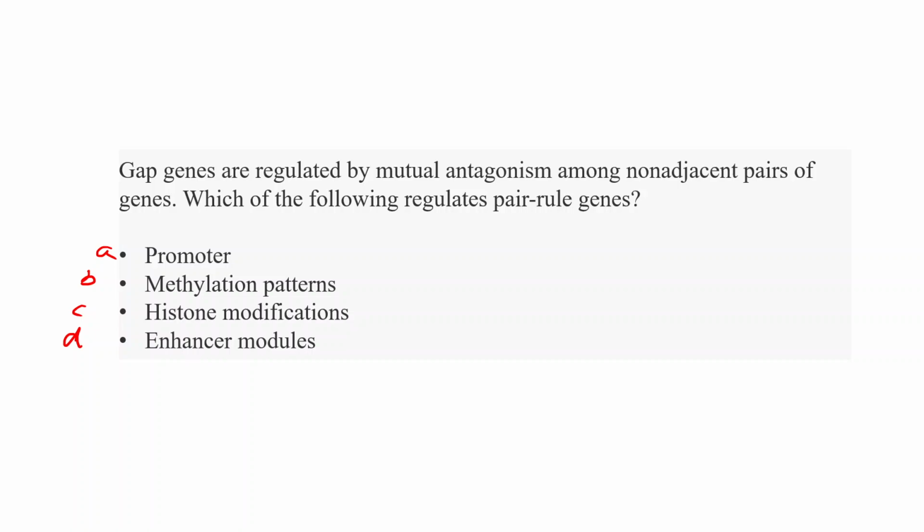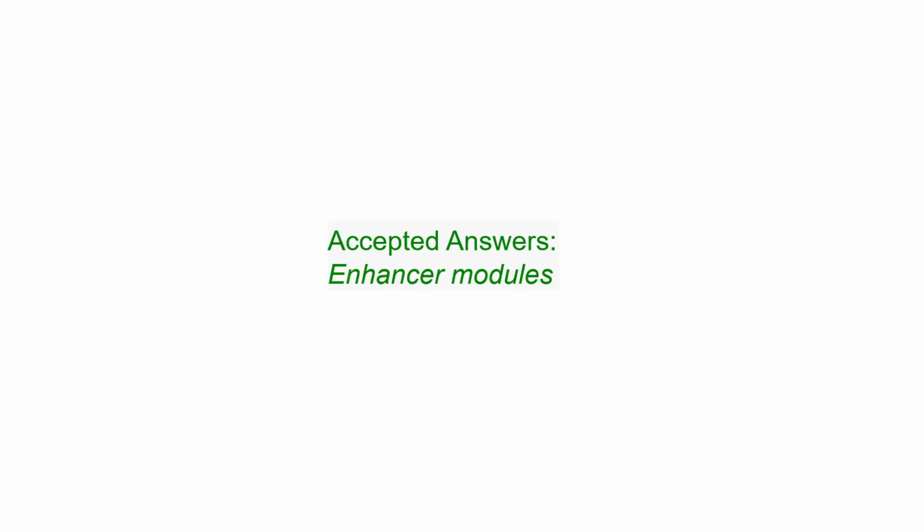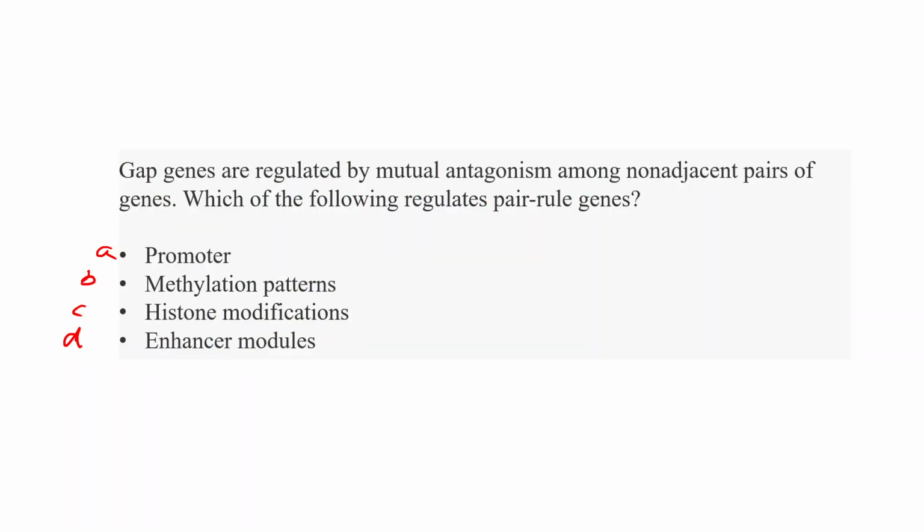Okay. Let us answer this. Try to understand the question. Gap genes are regulated by mutual antagonism among non-adjacent pairs of genes. Which of the following regulates the pair rule genes? The correct answer is enhancer modules. Now, let us try to understand the question.